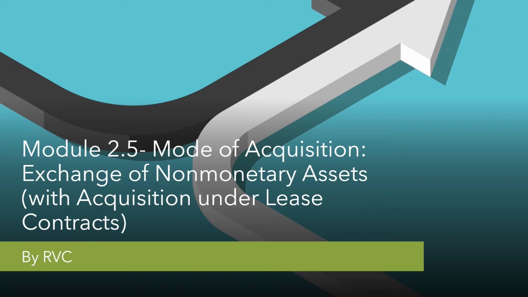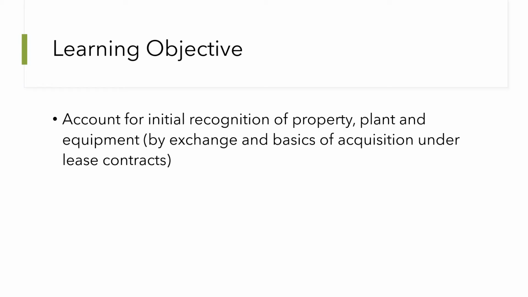So we're going to talk about, for this module, still mode of acquisition, but this time through exchange of non-monetary assets. Aside from exchange of non-monetary assets, we're going to discuss certain concepts about the acquisition under lease contracts. So our learning objective for this module is to account for initial recognition of property, plant, and equipment by exchange of non-monetary assets, and also the basics of acquisition under the lease contracts.